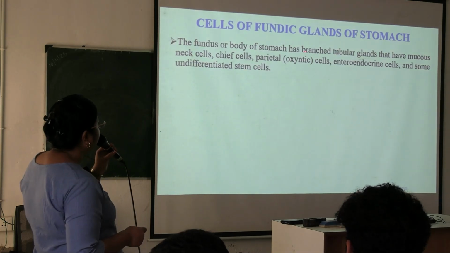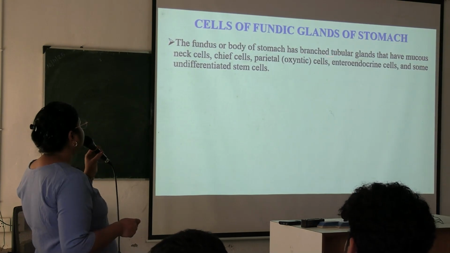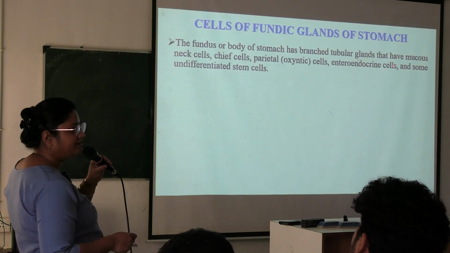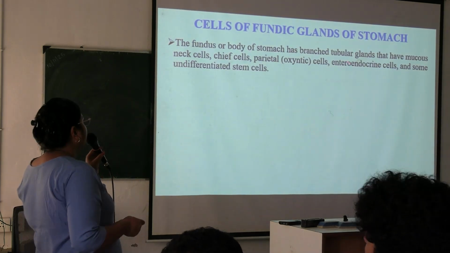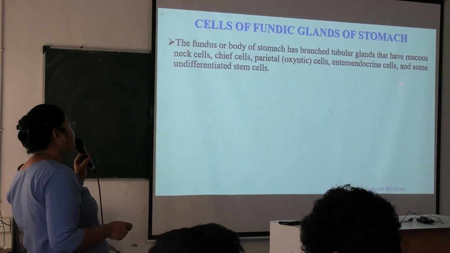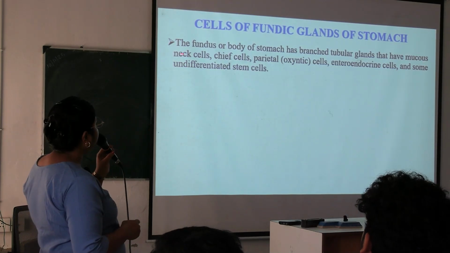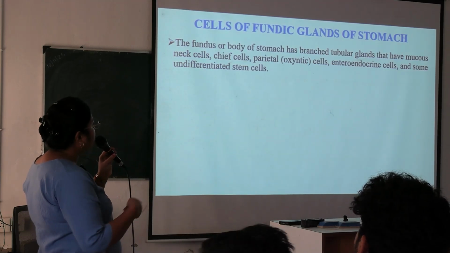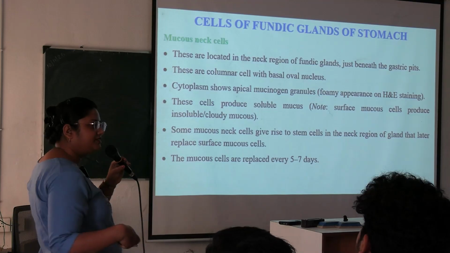Cells of fundic glands of the stomach. The fundus or body of stomach has branched tubular glands. These are the type of glands. And they have mucous-like cells, chief cells, parietal or oxyntic cells, enteroendocrine cells, and some undifferentiated stem cells. So we will discuss these cells.